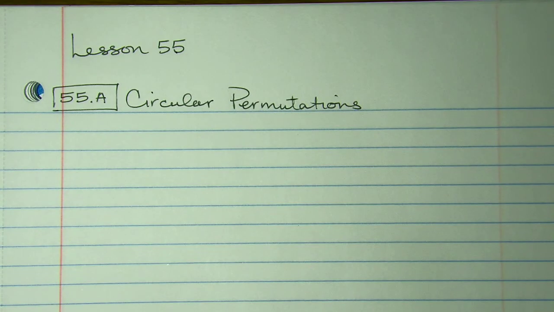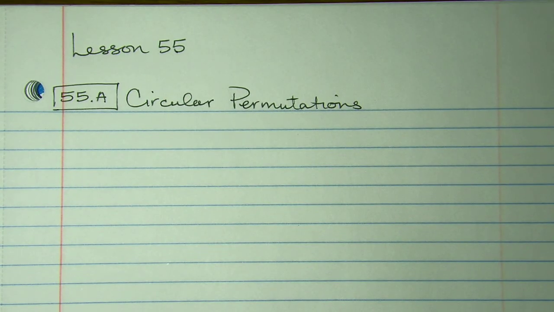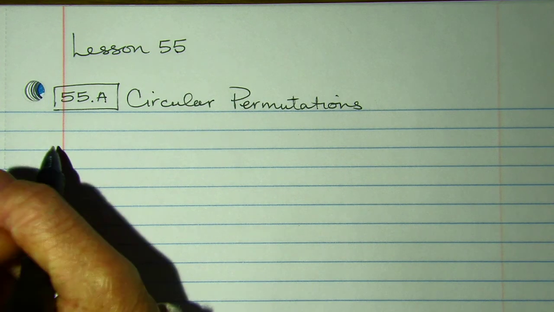Good morning, Trig. We're going to cover lesson 55, which is kind of a nice break. It's pretty easy. So 55.A has to do with circular permutations. So a little review.